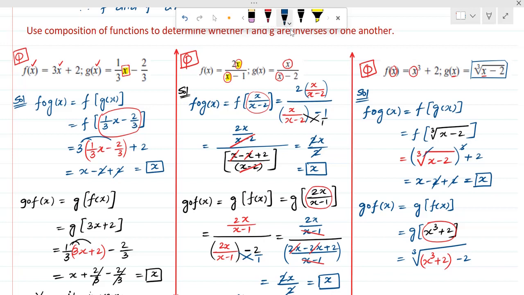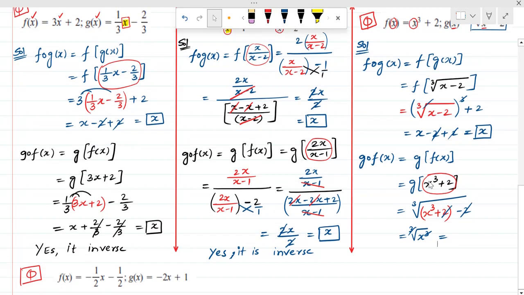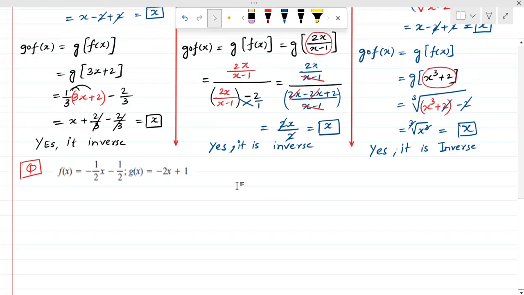Now if you simplify this one, 2 with the 2 cancels. Now you will have what? Cube root of x power 3. Cube root and power 3 get cancelled. The answer will be x. Therefore, yes, it is inverse. Inverse of each other. Now let us go to the last problem.